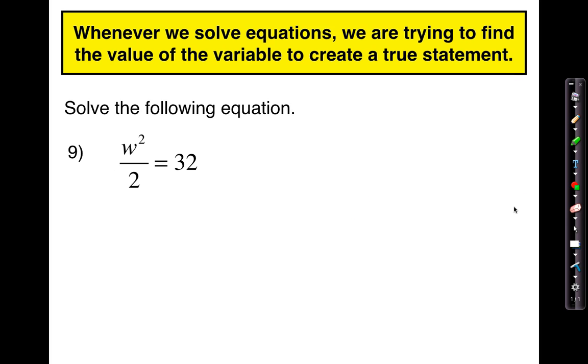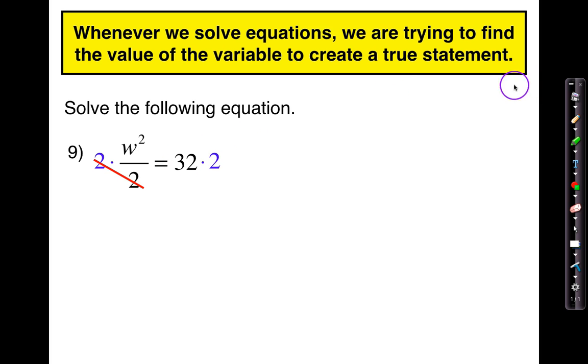Okay, so what about number 9? Here you can read it as w squared over 2 equals 32. However, a better way in this case might be to say w squared divided by 2. Why is that helpful? By understanding that it is division, I'll be able to identify the fact that the inverse operation of dividing is multiplication. So I'm going to go ahead and multiply by 2, and then I will see that the 2's cancel out.